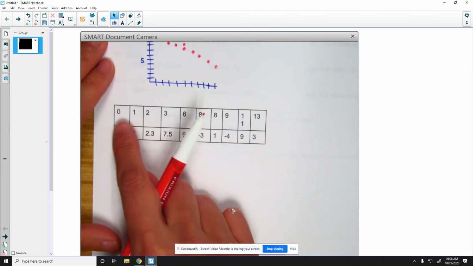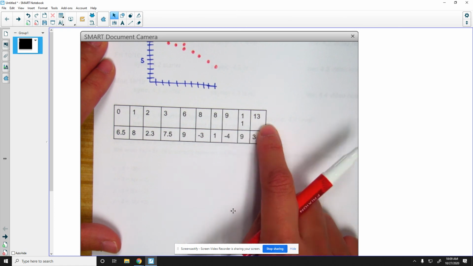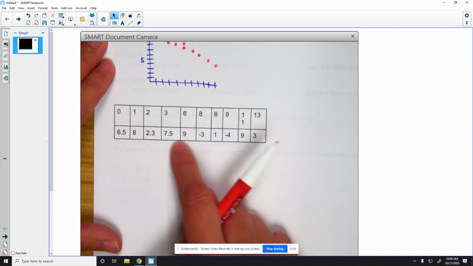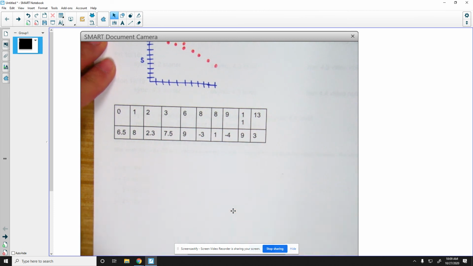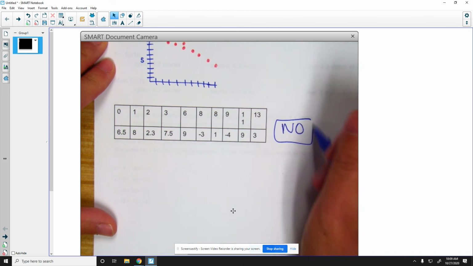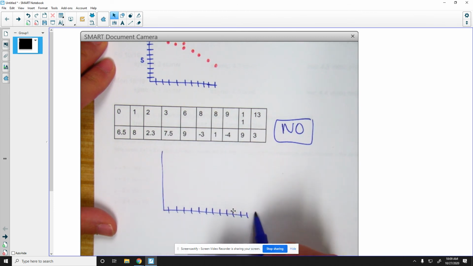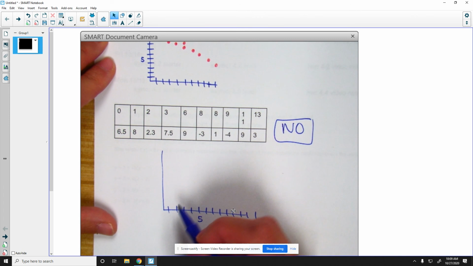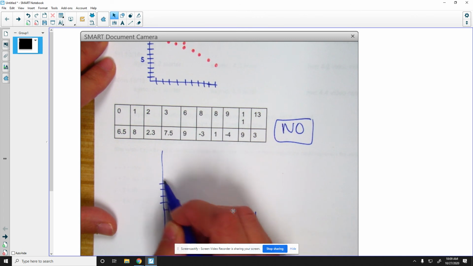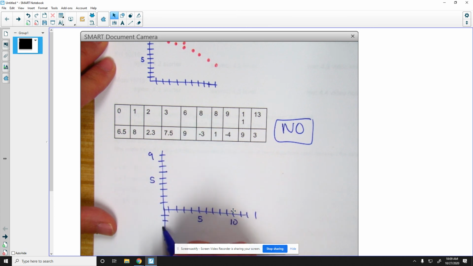All right, so let's look at this one. 0, 1, 2, 3, 6, 8, 9, 11. Oh, sorry, that's 11, not a 1. 11 and 13. And then you got 6, 8, 2, 7, 9, -3, 1, -4, 9, 3. What do we think? No, there's no correlation. Okay, but again, if you can't see it, then we can sketch it. Oh, there's a negative here too. So 1, 2, 3, 4, 5, 6, 7, 8, 9. And then 1, 2, 3, -3.